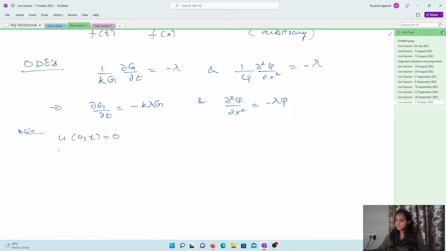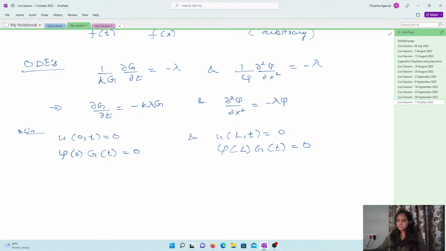So what does this mean? That psi, which is a function of x, is now 0, and g, which is a function of t, equals 0. And the other boundary condition is u at L comma t is equal to 0, which means that psi at x equals L and g at some time t is equal to 0. So this is what we have.